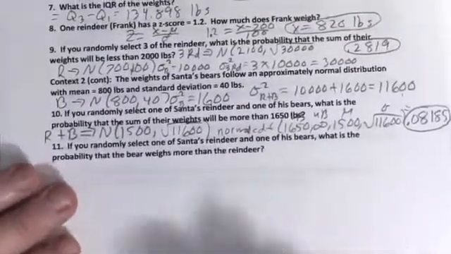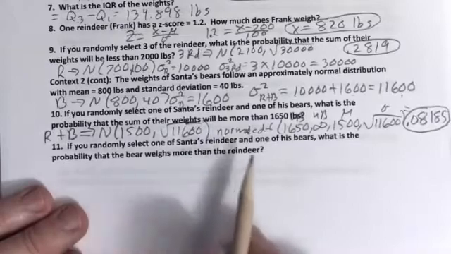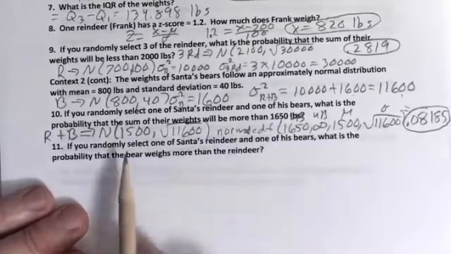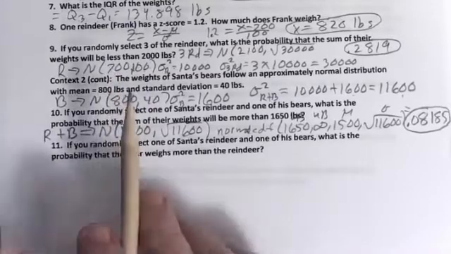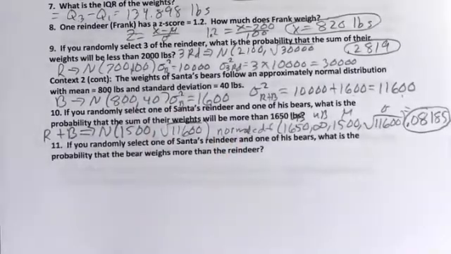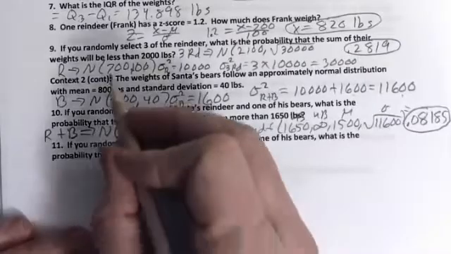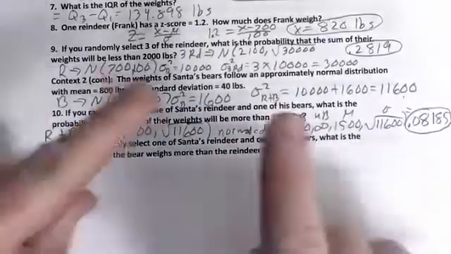All right, so if you randomly select one of Santa's reindeer and one of his bears, what's the probability the bear weighs more than the reindeer? All right, now in general, the bears do weigh more than the reindeer on average, but it could, by chance, you get a light bear and you get a heavy reindeer because they both vary. Maybe you end up with a reindeer heavier than a bear. So whenever you're asked to compare two distributions, which one is more than that, or this is less than that, subtract them.